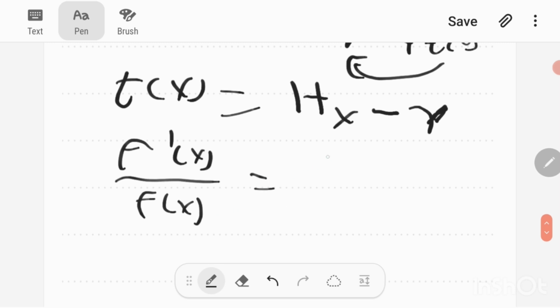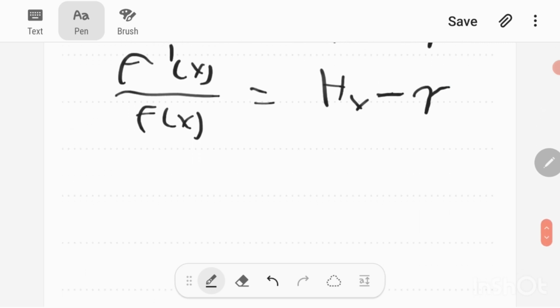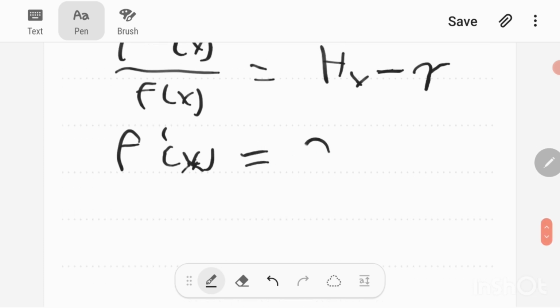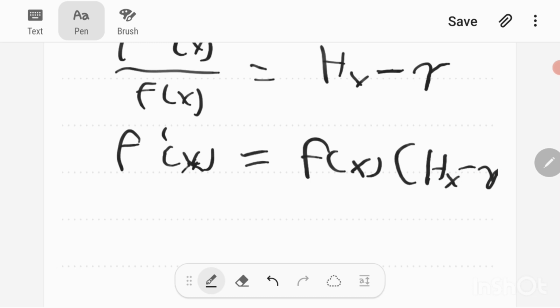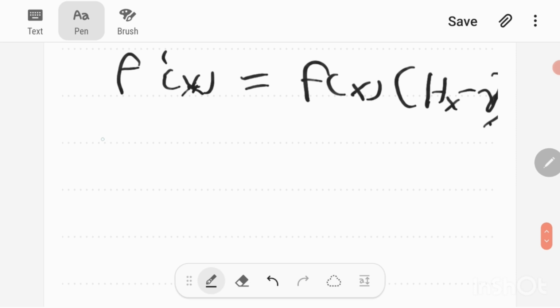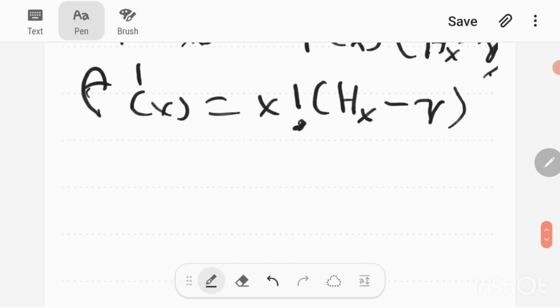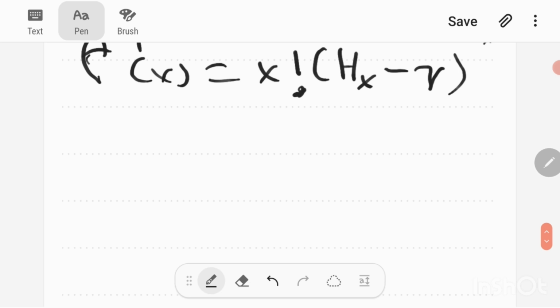And t of x is just f prime of x divided by f of x. And we know now that this is equal to the xth harmonic number minus the Euler-Mascheroni constant, which shows that the true derivative of ln of x factorial is just equal to the xth harmonic number minus the Euler-Mascheroni constant. But not only do we now know d ln of x factorial over dx, since we can just multiply both sides by f of x, we also simply find d of x factorial over dx. We can replace f of x with x factorial times the xth harmonic number minus the Euler-Mascheroni constant. This is the derivative of x factorial.